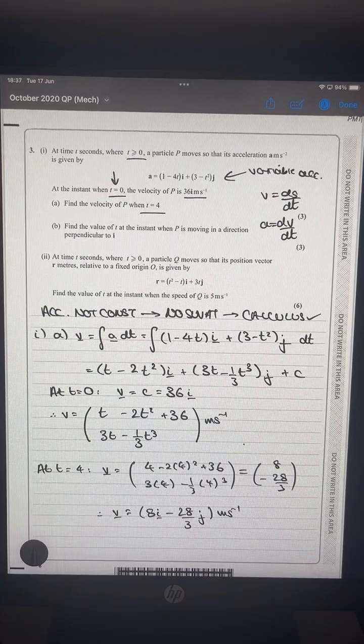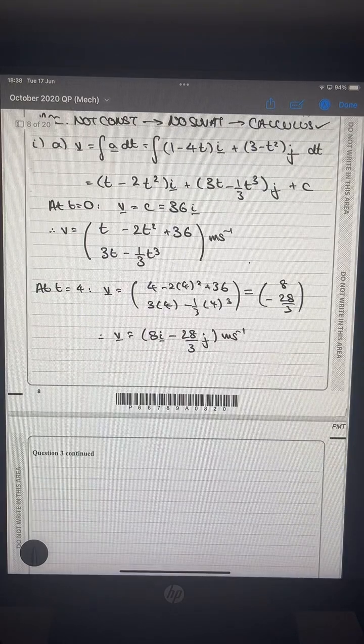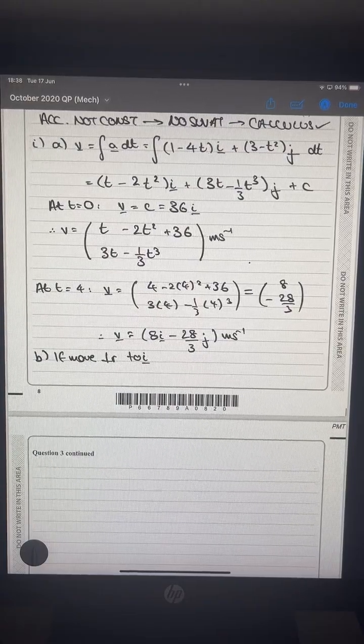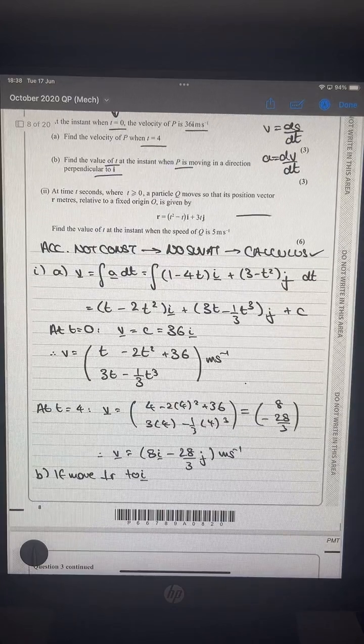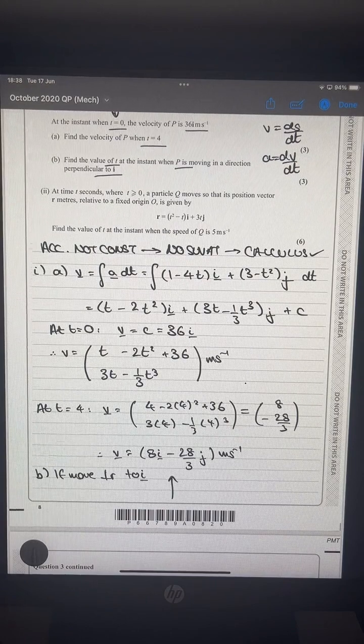Okay, part B. Find the value of t at the instant when P is moving in a direction perpendicular to i. So this is about velocity, right? So for B, I'm just going to draw out that arrow. i is this direction here, it is horizontal. So if it's perpendicular, it will be going this way. So the i component is equal to 0 clearly, because there's no horizontal movement here.